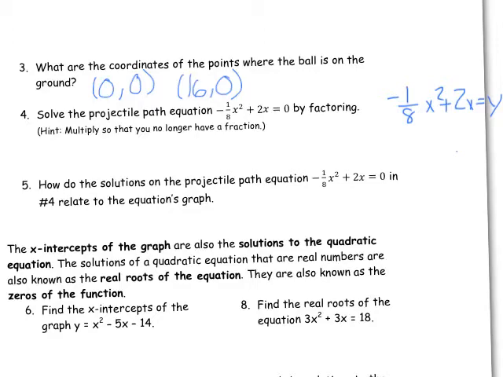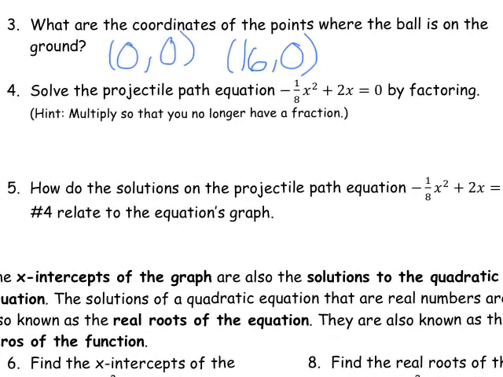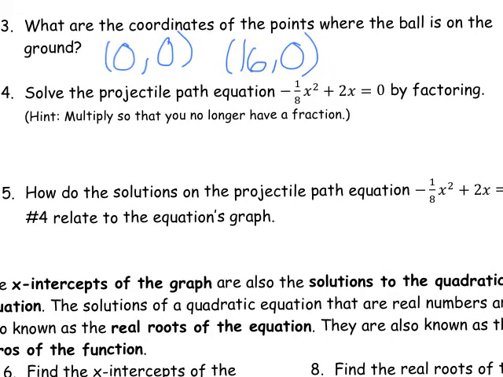8, because that's the denominator, right? So if I zoom in here on number 4, I multiply every piece by 8. Negative 1/8 times 8 is just negative 1x squared. 2x times 8 is plus 16x equals 0. So I plug a 0 in for y. Now how do I solve this?